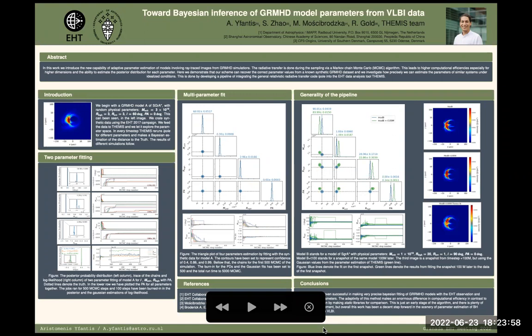So in conclusion, we believe that this is a great step towards Bayesian inference of GRMHD models. And thank you very much for your attention.